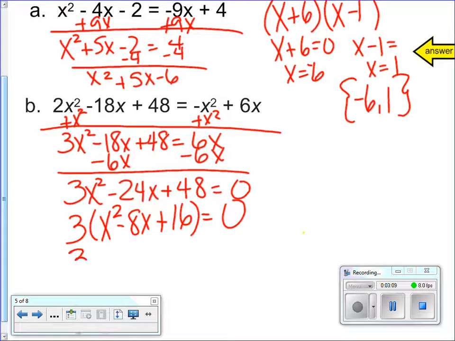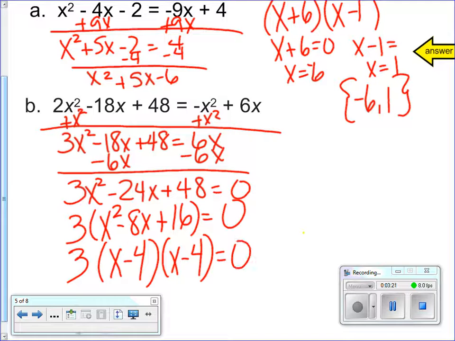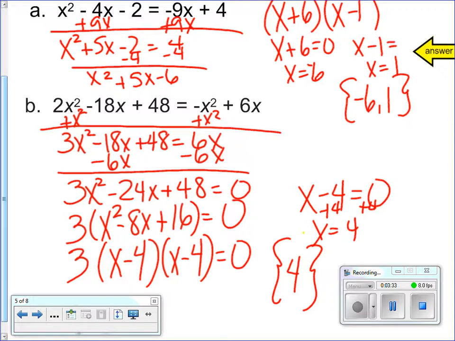Now I can factor it. That's a perfect square trinomial, so that's x minus 4 times x minus 4 equals 0. I only need to set one of them to 0, so x minus 4 equals 0. So add 4 to both sides, and we get x equals 4. So my answer is just 4.